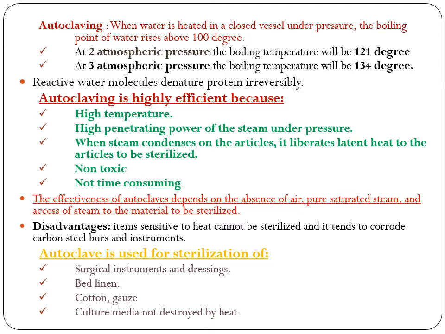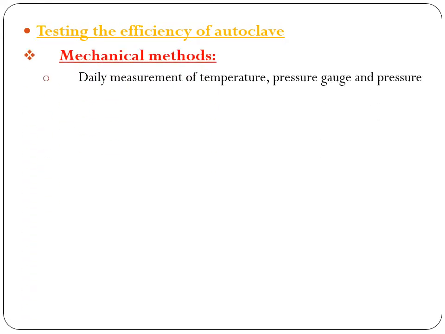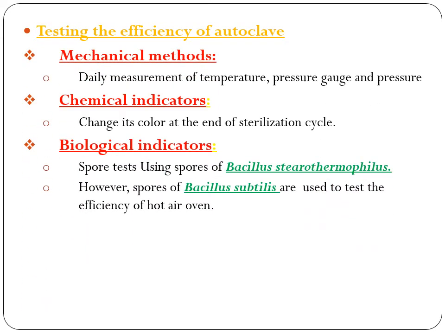Autoclaving is used for the sterilization of surgical instruments and dressings, bed linen, cotton, gauze, and culture media, which are not damaged by high temperatures. We test the efficacy of autoclaving by 3 methods: mechanical, chemical, and biological methods. The mechanical method is performed by the daily measurement of the temperature, pressure gauge, and pressure. For the chemical indicators, we apply chemicals that will change color at the end of the sterilization cycle.